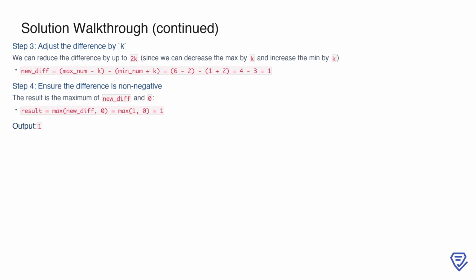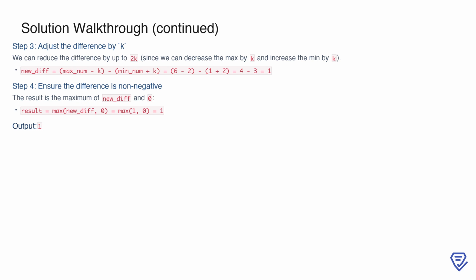Now, to adjust the difference using k, we recognize that each value in the array can be modified by up to k in both directions. This means we can reduce the maximum value by k and increase the minimum value by k, which allows us to reduce the difference by as much as 2k. In this example, adjusting the maximum and minimum gives us 6 - 2 for the maximum and 1 + 2 for the minimum. Subtracting these values results in a new difference of 4 - 3, which equals 1.